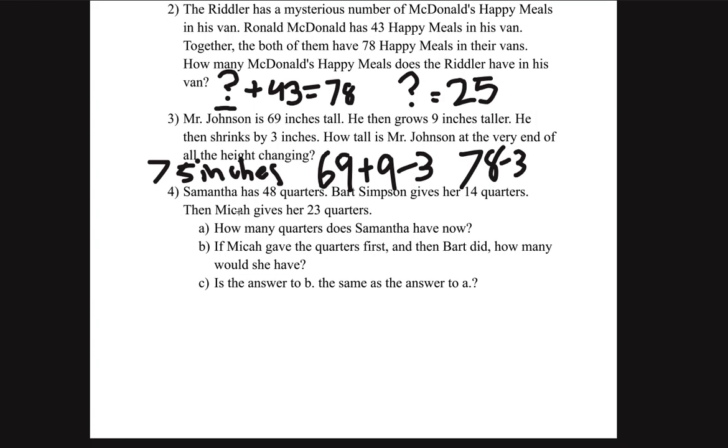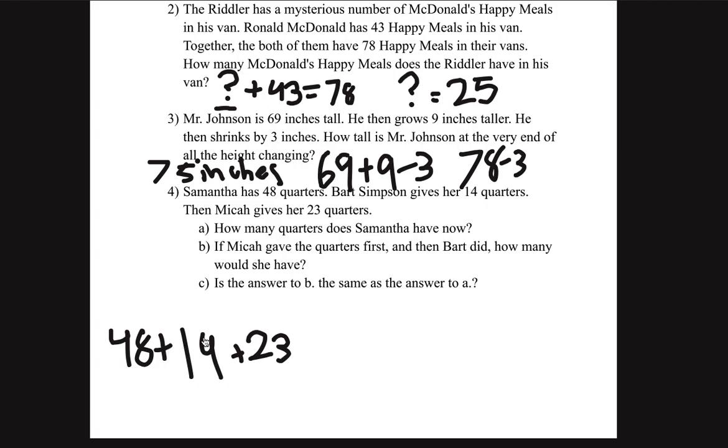And let's do the final word problem. Samantha has 48 quarters, Bart Simpson gives her 14 quarters, then Mika gives her 23 quarters. How many quarters does Samantha have now? So she begins with 48, and is given 14, and then given 23 more. So let's add all those up.